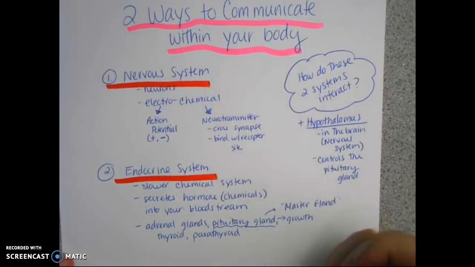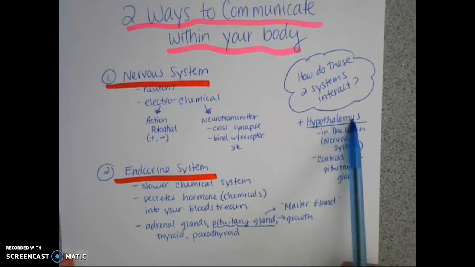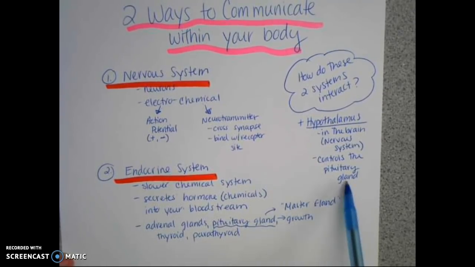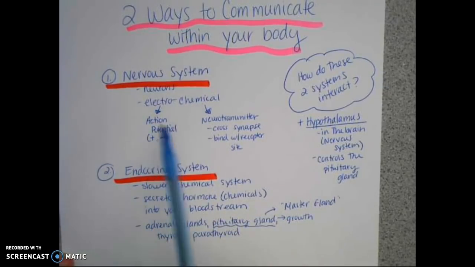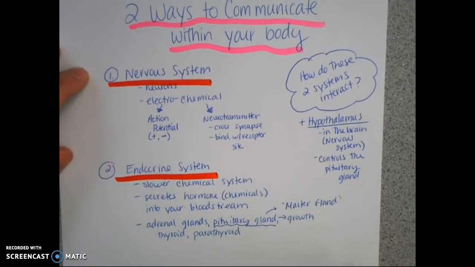So the way that these two systems talk to each other is through the hypothalamus. The hypothalamus will talk to the pituitary gland, which is ironic because the pituitary gland is supposed to be the master gland, but the master gland has its own master, which is the hypothalamus. So these are the two systems in your body that allow it to communicate, and we'll break each one of these down into a little bit more detail. But in terms of these two systems, we'll go back to the nervous system first.